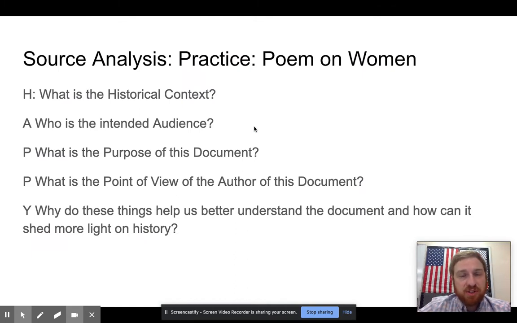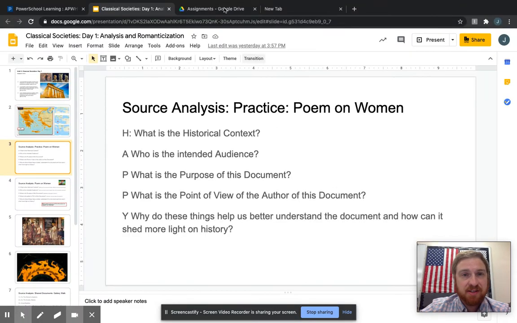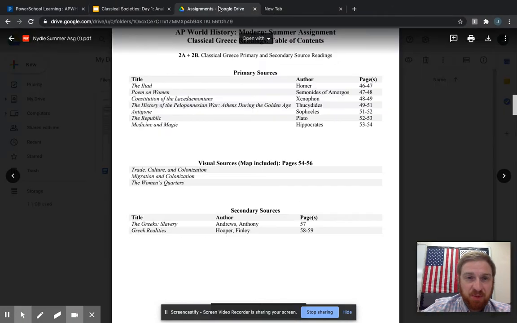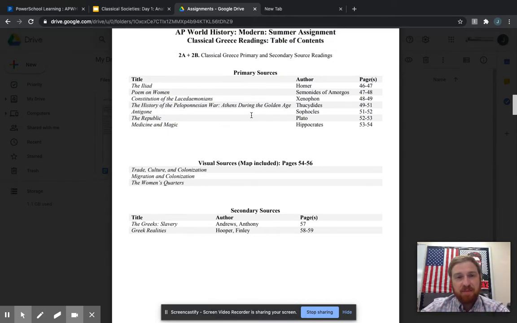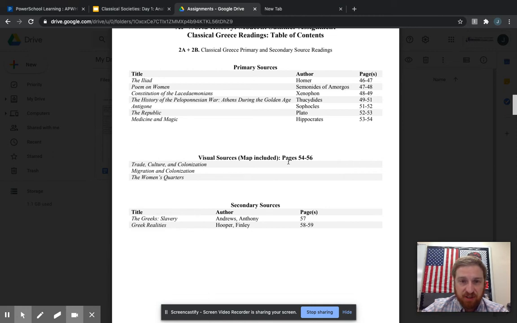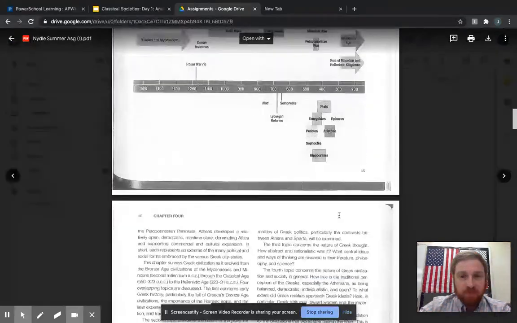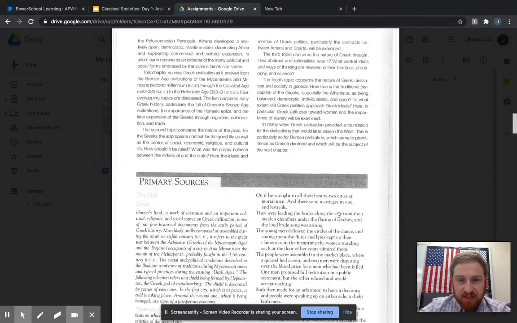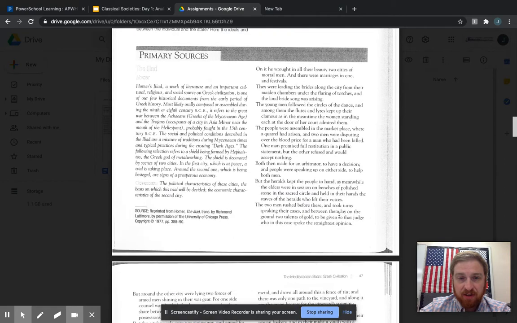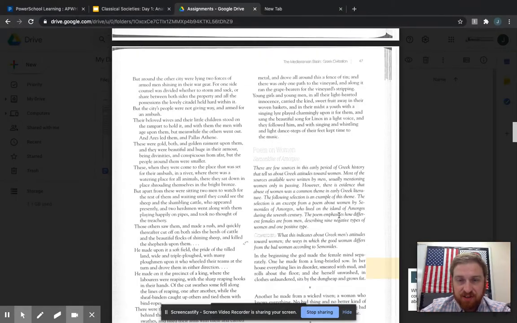We're going to do the source analysis practice with the poem on women. To access that, that's why you'll need that summer assignment. Hopefully you've already read this document before, but if not, you're going to need to access it. And if you have read it already, it's still going to be great to refresh it for the purpose of this activity. For the sake of time, I won't do the entire activity with you here, but I do want to guide you on some basic things to look for.